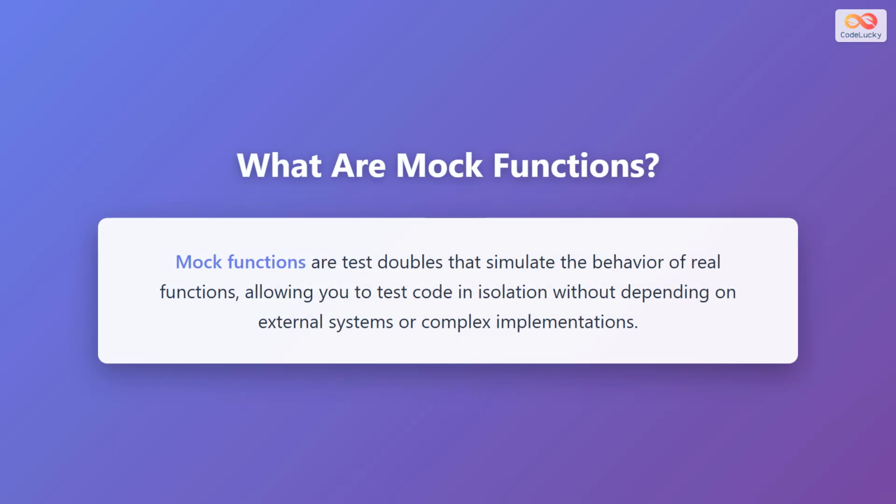Mock functions are test doubles that simulate the behavior of real functions. Think of them as stand-ins or actors that play the role of actual functions during testing. Instead of calling a real database or making an actual network request, your test calls a mock function that returns predetermined data. This allows you to test your code in isolation without depending on external systems or complex implementations. Mock functions give you complete control over what data is returned and how functions behave during your tests.